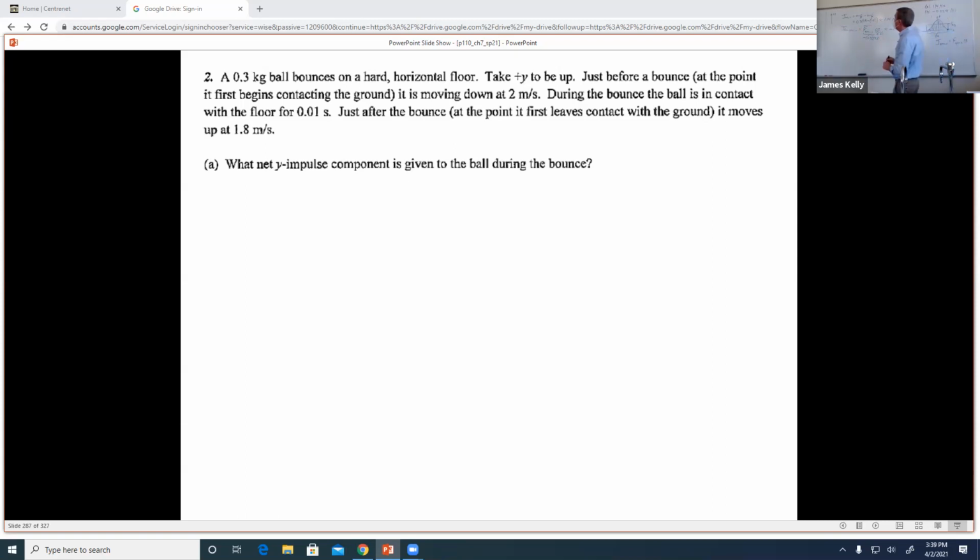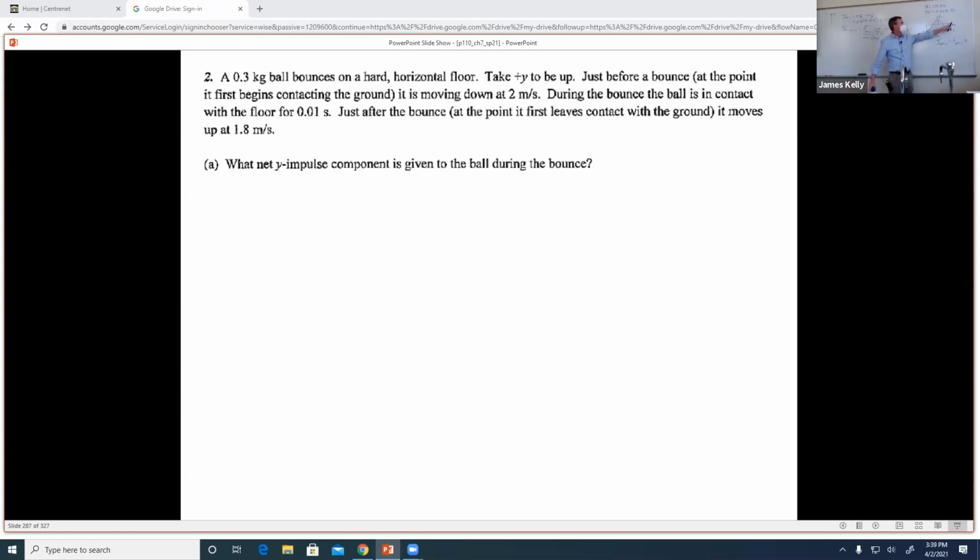How about C? C asks for the Y impulse delivered from the floor force. Now the floor force is complicated. Unlike gravity, the floor force is, well, we're starting right when it makes contact. It's almost zero because the ball hasn't compressed at all. And then the ball compresses more and more and more. The force gets bigger and bigger. And then it gets smaller and smaller and smaller. Its force versus time might look like this.